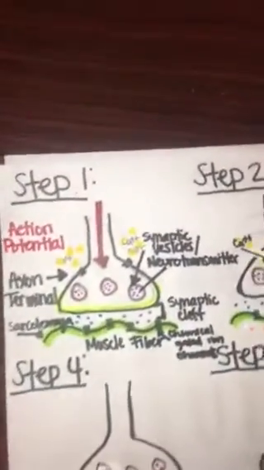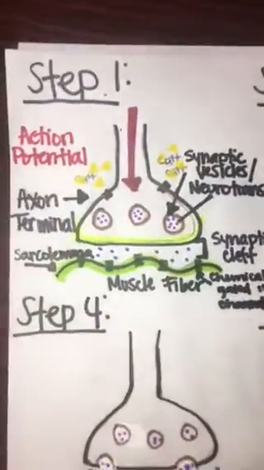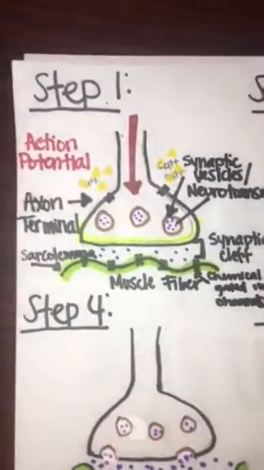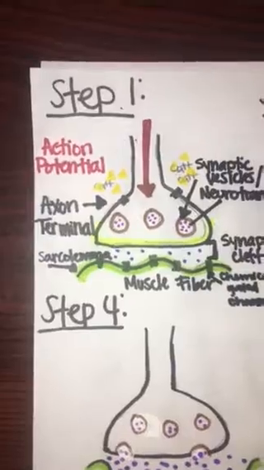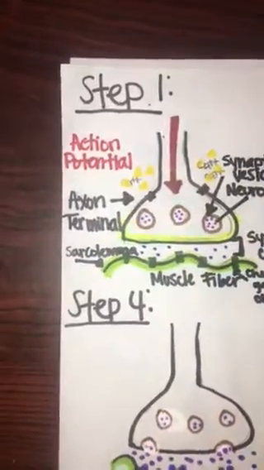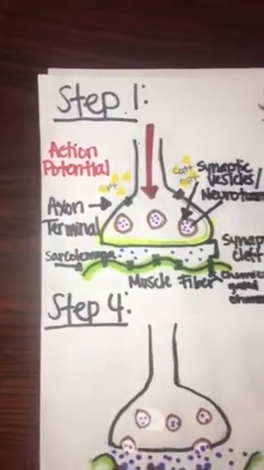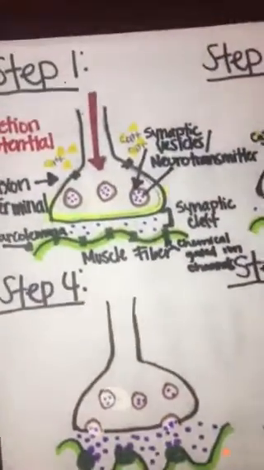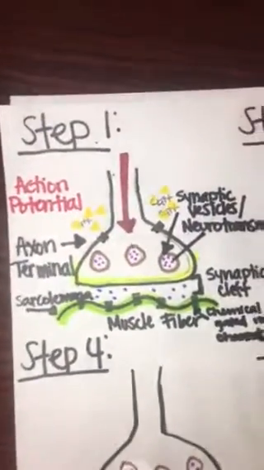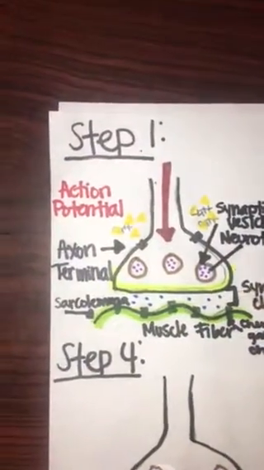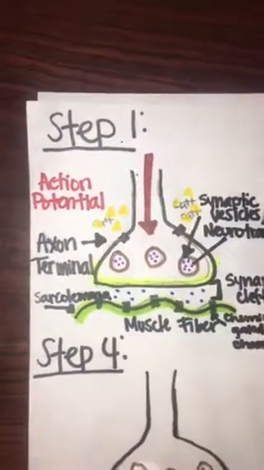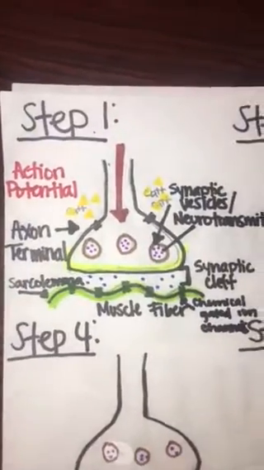I drew out the steps, but first we're going to look at step 1 to look at the parts of the neuromuscular junction. The first part is called the axon terminal. The axon terminal is the end of a motor neuron. The membrane of an axon terminal is called the presynaptic membrane, which is this highlighted area here. At the axon terminal, you will find the following structures.